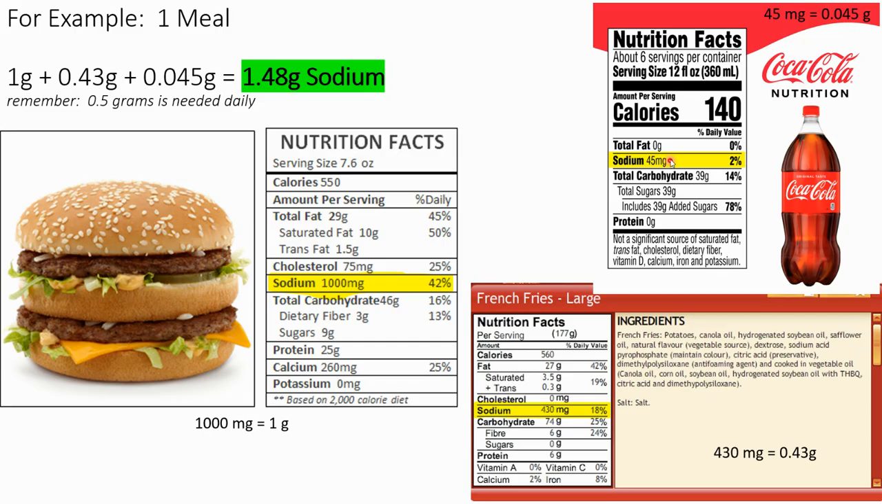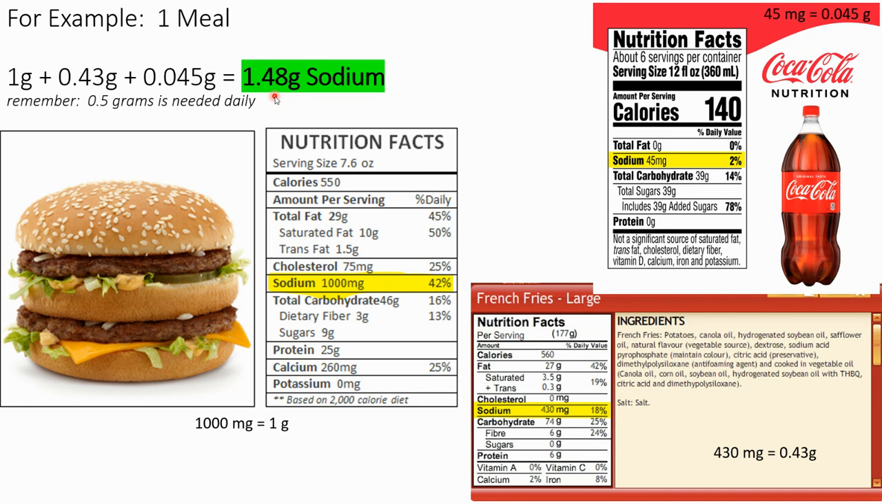Take a look over here. You've got 45 milligrams from the soda. And then from the French fries, you've got 430 milligrams. So when we take all of these and add them up, you get 1.48 grams of sodium.